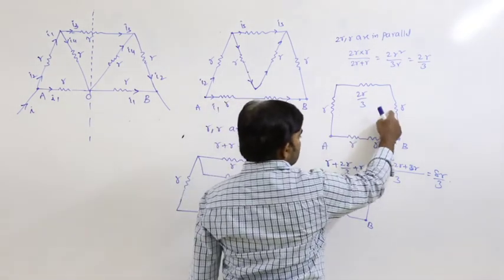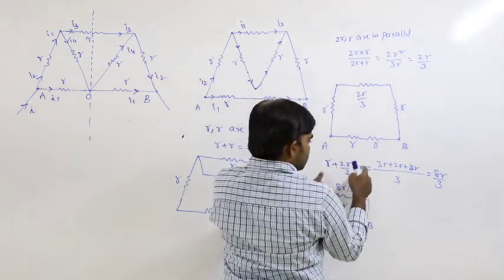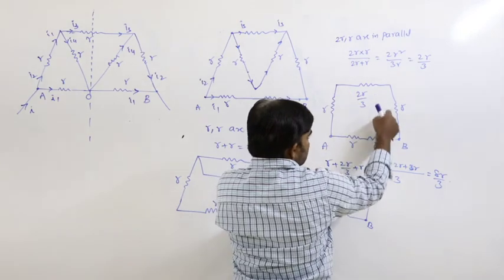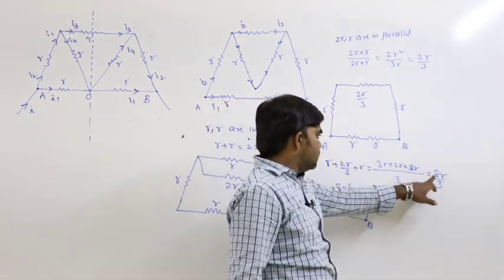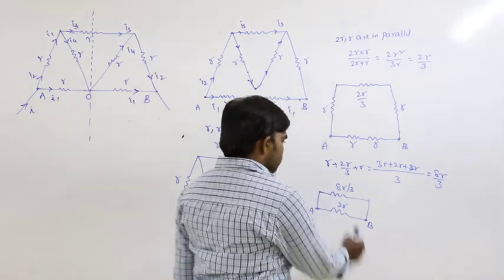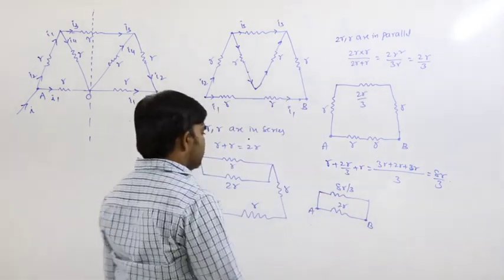R, 2R by 3, R plus 2R by 3 plus R, because these three are in series. So that's why the effective resistance is R plus 2R by 3 plus R, which is 8R by 3. So here 8R by 3 and 2R are in parallel.